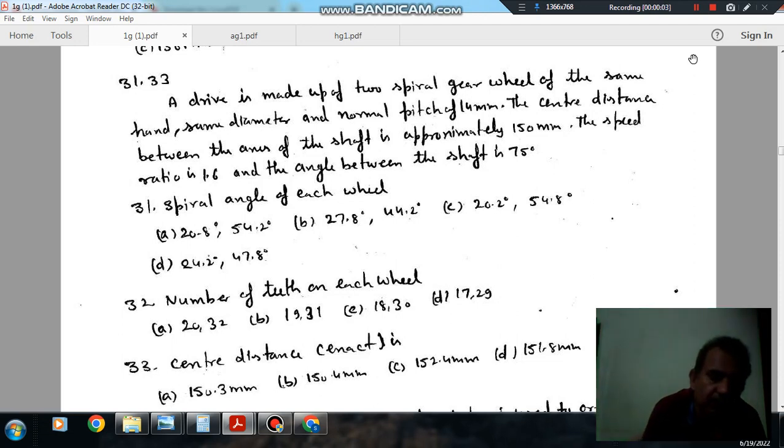Hello, welcome again. We are solving some questions of theory of machines. The topic is gear and gear trains. Questions number 31 to 33 carry a common statement.